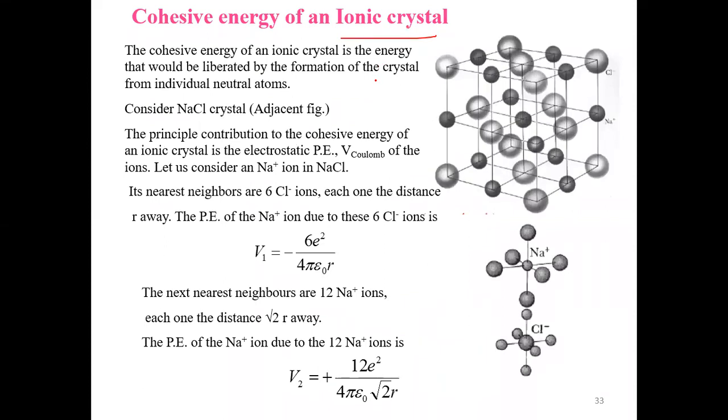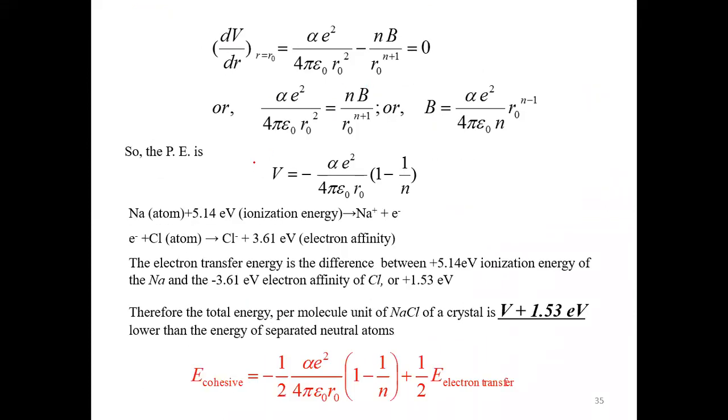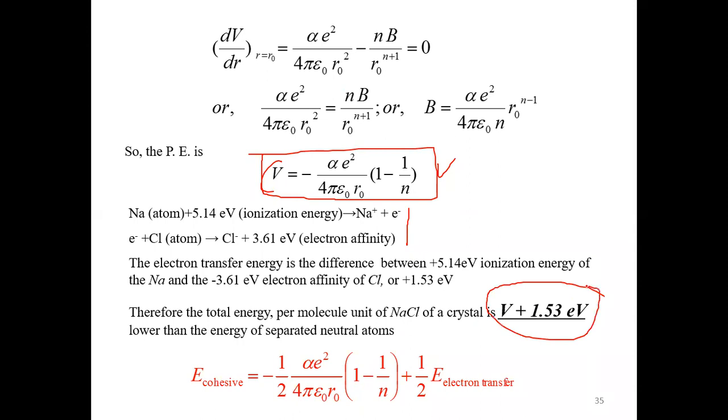Okay, cohesive energy has two parts. One is called lattice energy. This term is basically lattice energy because when I calculate this expression, we have started from ions, and then there is an ion exchange energy. When you add this V with ion exchange energy, that is called cohesive energy. So that is cohesive energy per molecule.